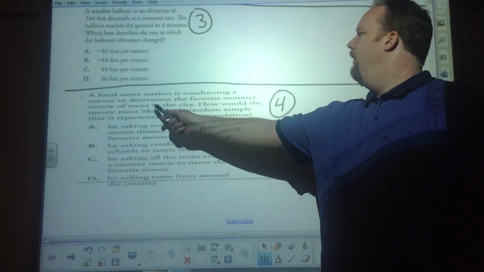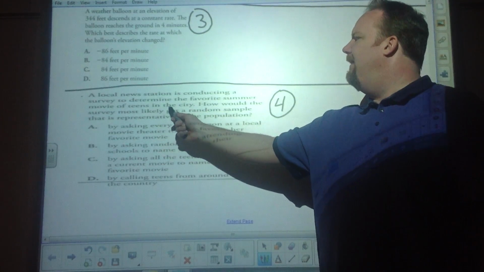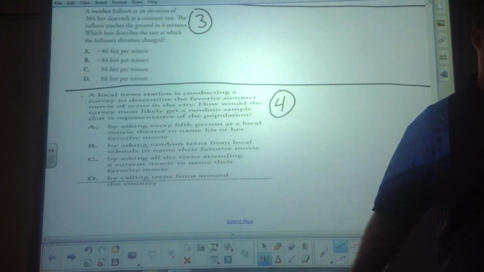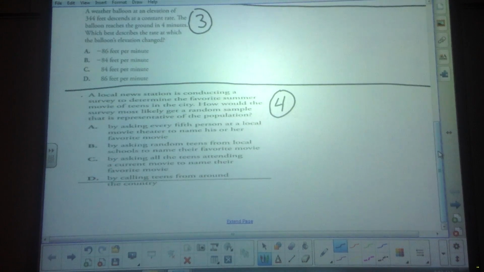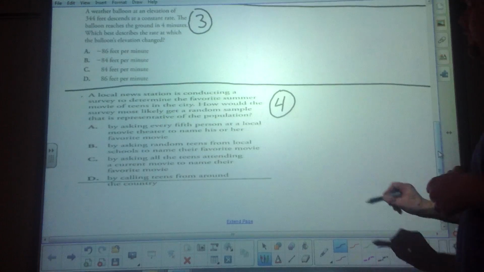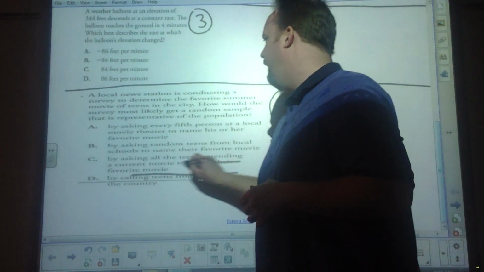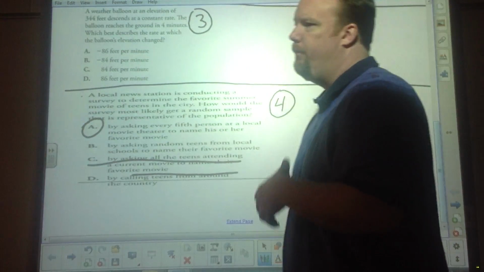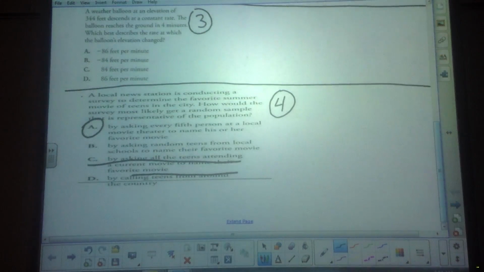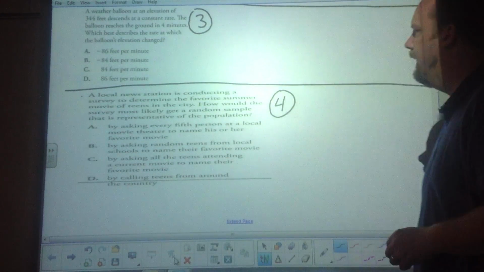This says favorite summer movie of teens in the city. You might have somebody out west or whatever who's far away from here who doesn't care anything about the movie that people in this city care about. So we're going to eliminate this one, this one. I think A is a better choice because you have people that are interested in movies and at a local movie theater. I think we should go with that one.